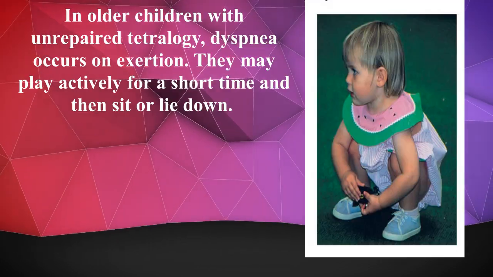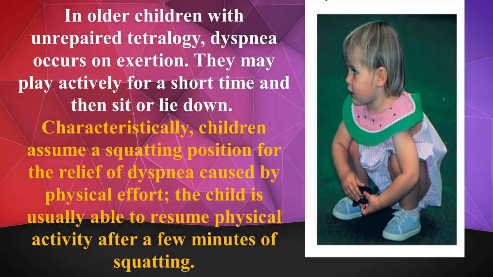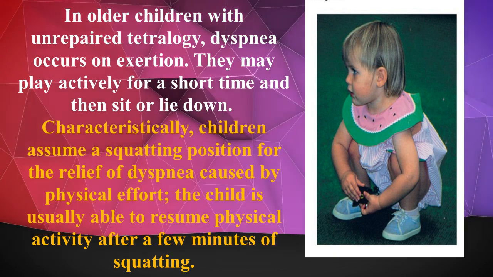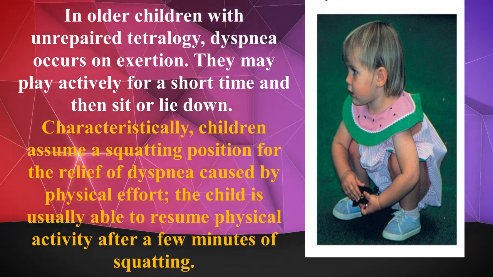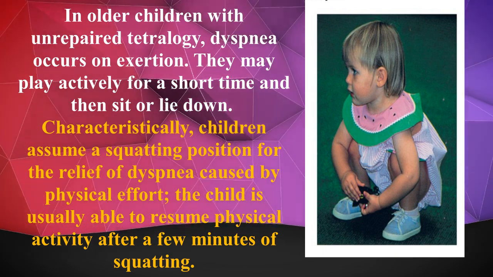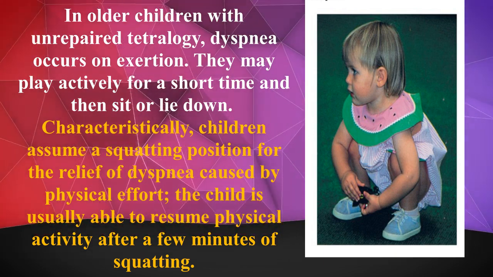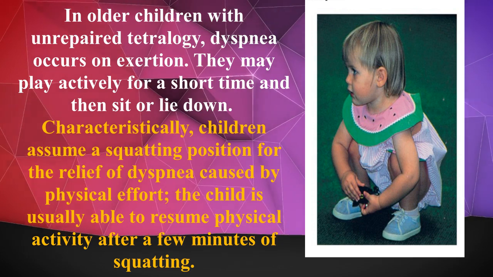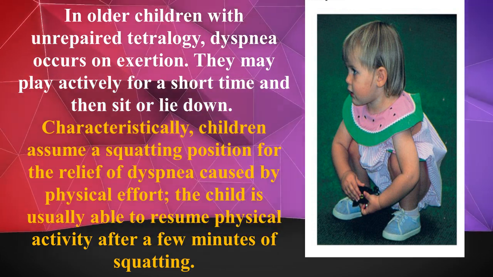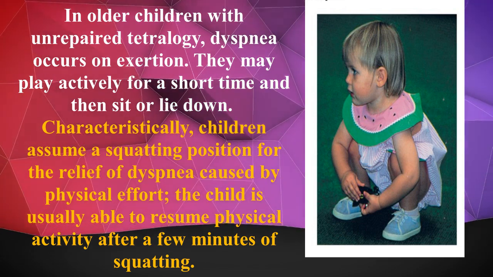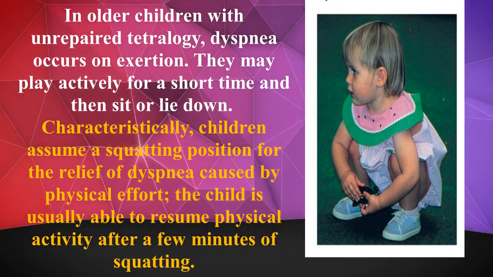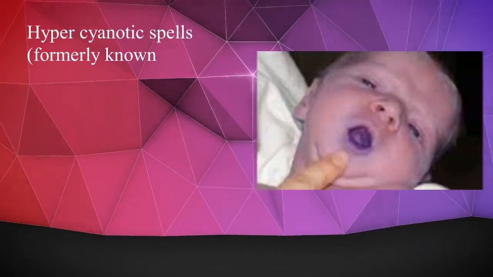In older children with unrepaired tetralogy, dyspnea occurs on exertion. They may play actively for a short time and then sit or lie down. Characteristically, children assume a squatting position for the relief of dyspnea caused by physical effort. The child is usually able to resume physical activity after a few minutes of squatting.